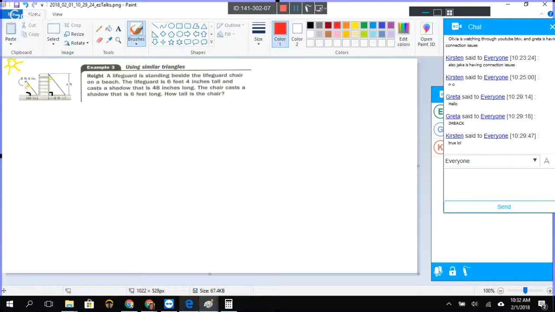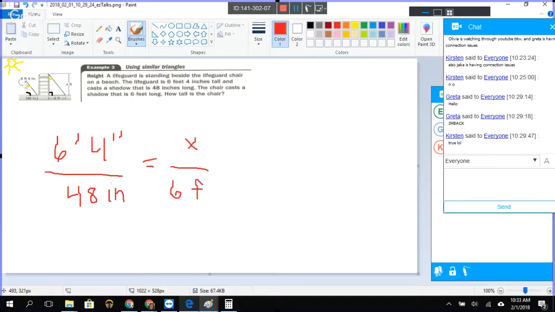All right, so that means that this dude who is 6 foot 4 inches, I'm going to write it in an improper way here. I'm going to say he's 6 foot 4 inches tall, right? Dude who's 6 foot 4 inches tall is proportional to the height of the chair, which is X. Okay. We also know that the shadows equal each other. So the lifeguard dude, right? He's 48. His shadow is 48 inches. And the chair's shadow is 6 feet.